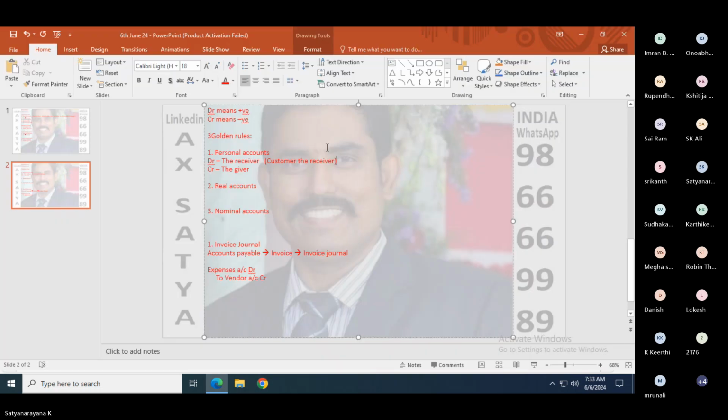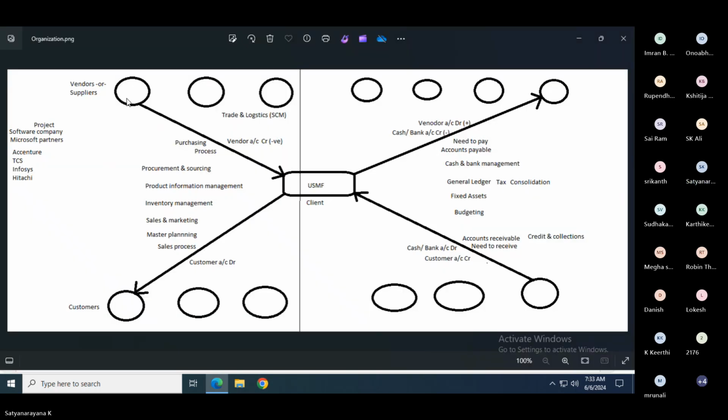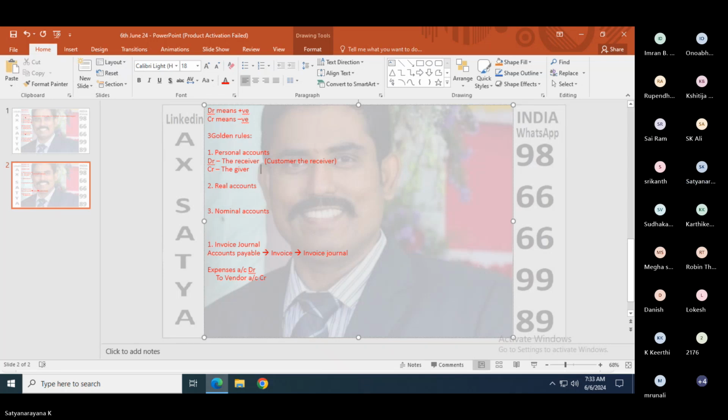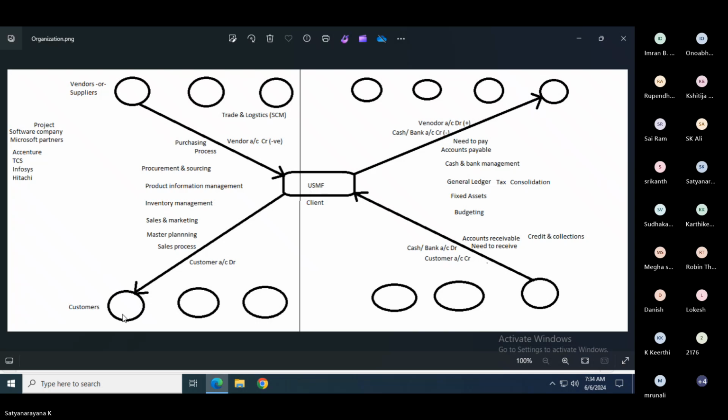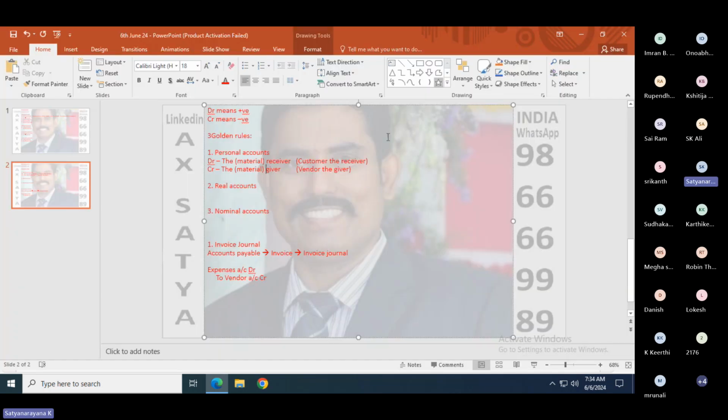Who is the giver? For us, who is giving? Vendor. So vendor is the giver. So here, for better understanding, I'm adding the point of material. Rule is rule, but for better understanding, I'm adding this so that you can understand easily. Debit the receiver, credit the giver. Here, debit the receiver means the material receiver. Who is receiving? Customer. And who is giving? Vendor. The material giver, the material receiver. Understood the personal account?